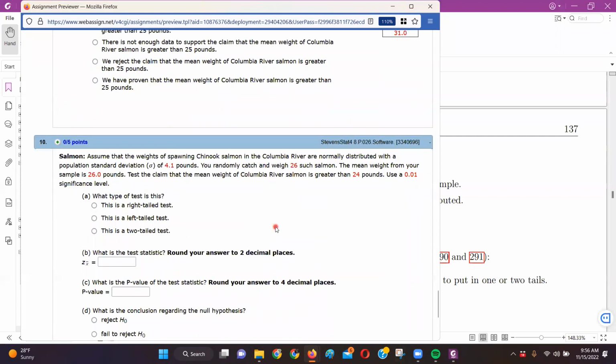Okay, let's come back and take a look at the rest of these problems. Now salmon, see here what's different: I know the population standard deviation. So this is a one sample z-test. Now there are calculators you can use to do this.